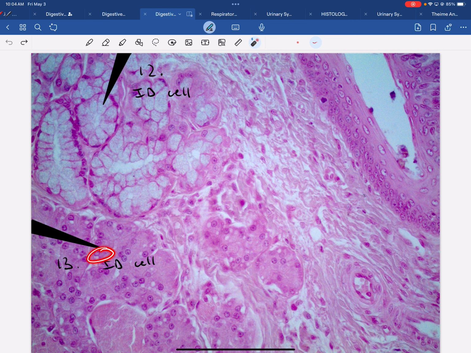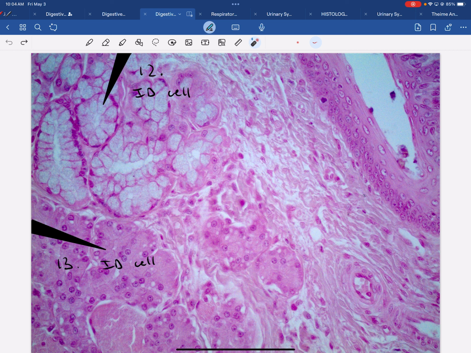What about here? Serous. Good, intrinsic serous cell. Good. And which structures are they forming? Yes, salivary glands, intrinsic salivary glands.